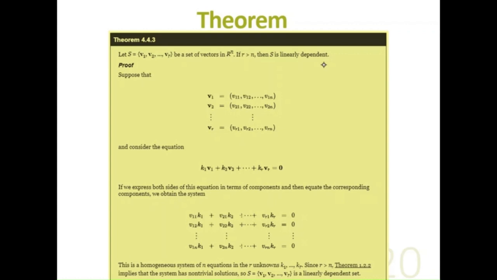So I hope that makes sense. If the number of vectors in S is greater than your actual dimension number, then that means your set S is going to be linearly dependent. So you're going to want to review this one as well.